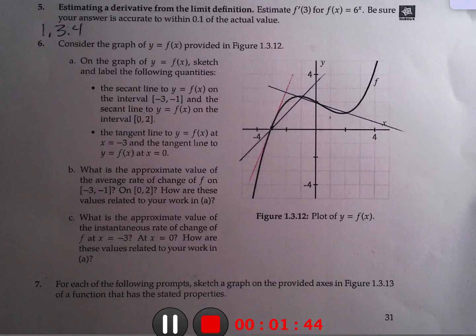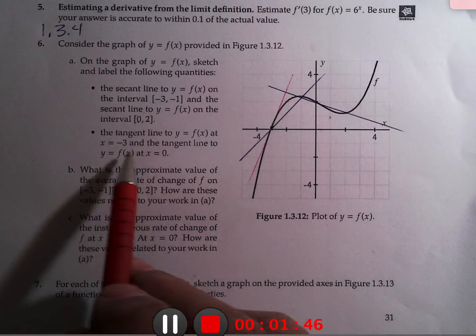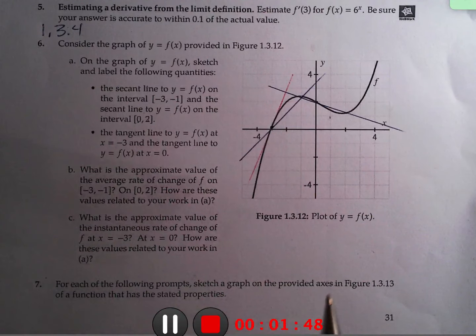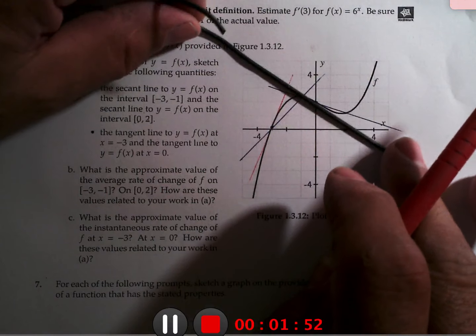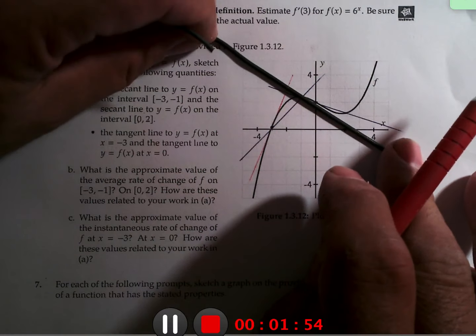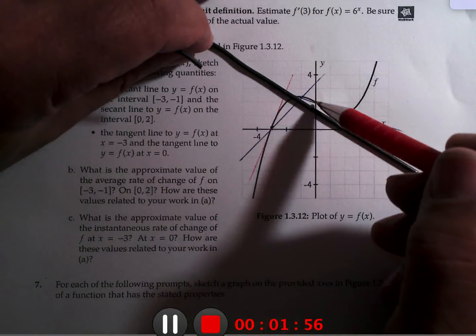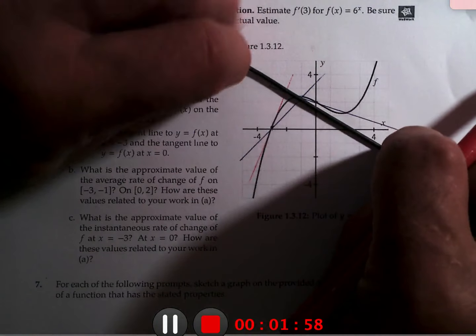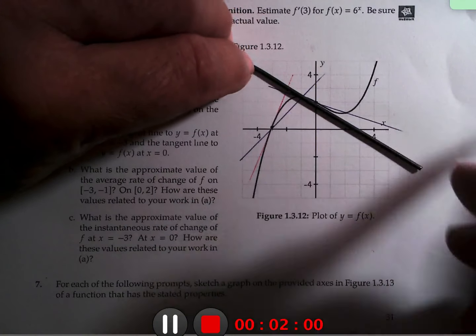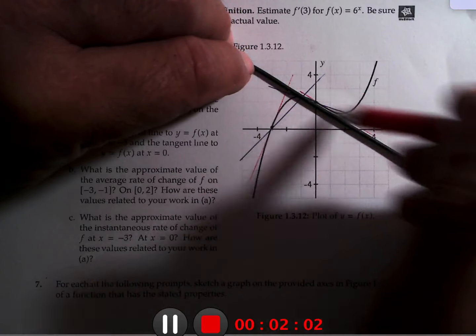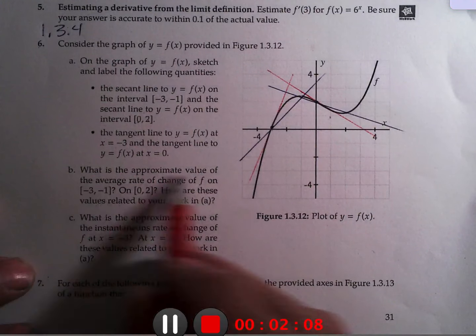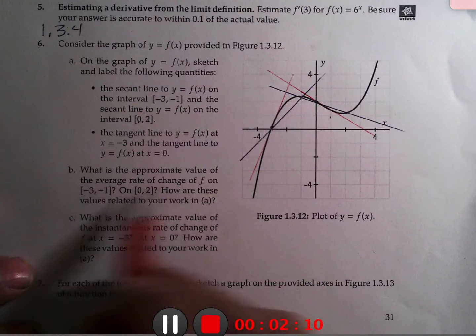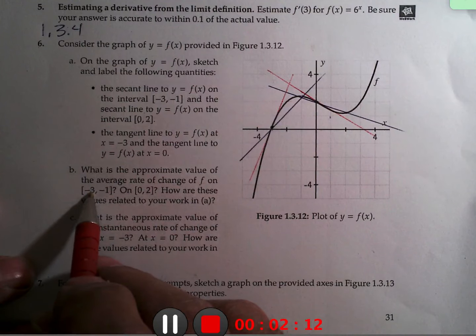And then a tangent line at x equals 0. There's a secant line, but the tangent line would be more in keeping with the curve. It would probably be more like that. Those are just my estimates. Okay. What is the approximate value of the average rate of change on the interval from -3 to -1?